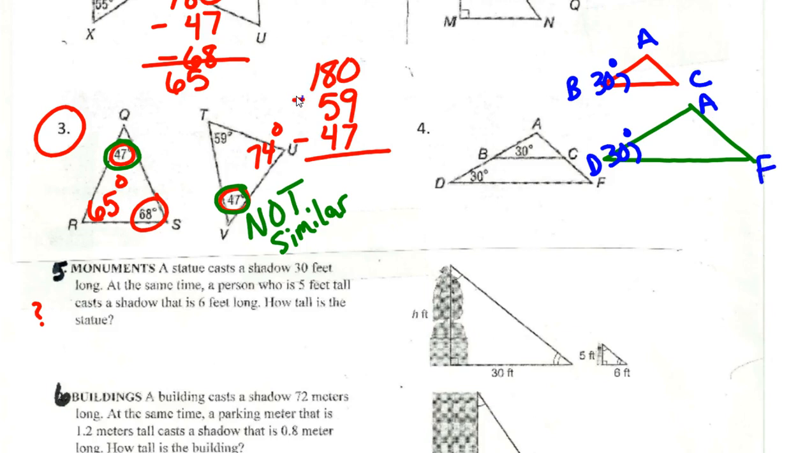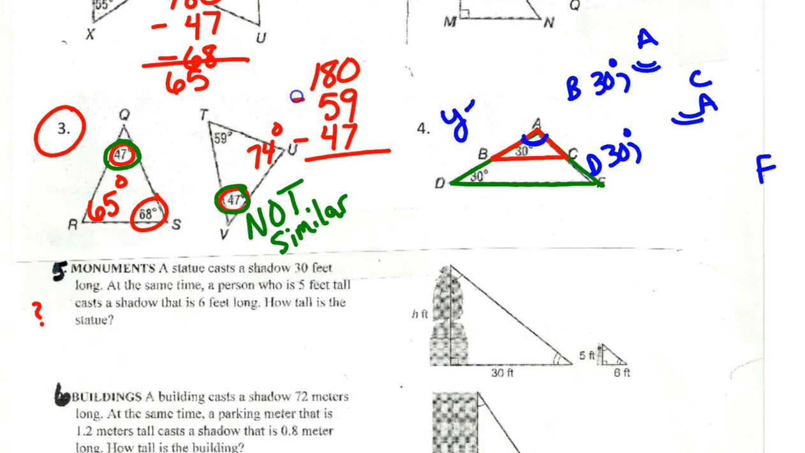Notice that they both share an angle, angle A. So that's the same. If I were to pull that angle back here, pull this triangle back here, you'll see that they both use that angle A. So they do have two angles that are the same. So this one would be yes. They are similar. Let's write our similarity statement.